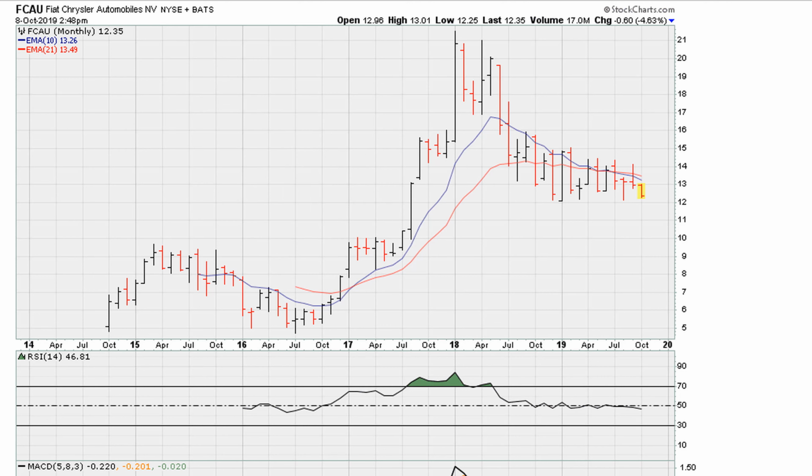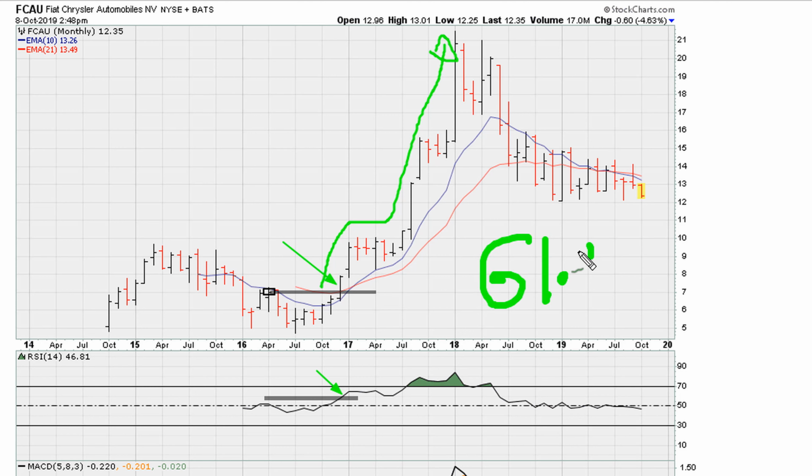All right. Let's take a look here at an example. On the way up, during this nice explosive run, we can see that there was a breakout in terms of monthly price action. And that breakout did coincide with the RSI moving above 61.8, as you can see here. 61.8.